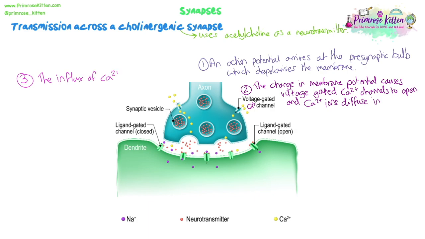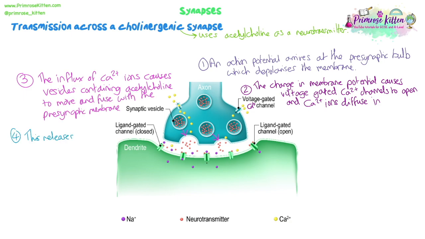the vesicles that are sat there ready to go, containing the acetylcholine, to move and fuse with the presynaptic membrane. So they're going to move down to the edge of the membrane that is opposite the postsynaptic membrane. They're going to fuse and release their neurotransmitter, which is obviously a form of exocytosis, and this requires ATP.